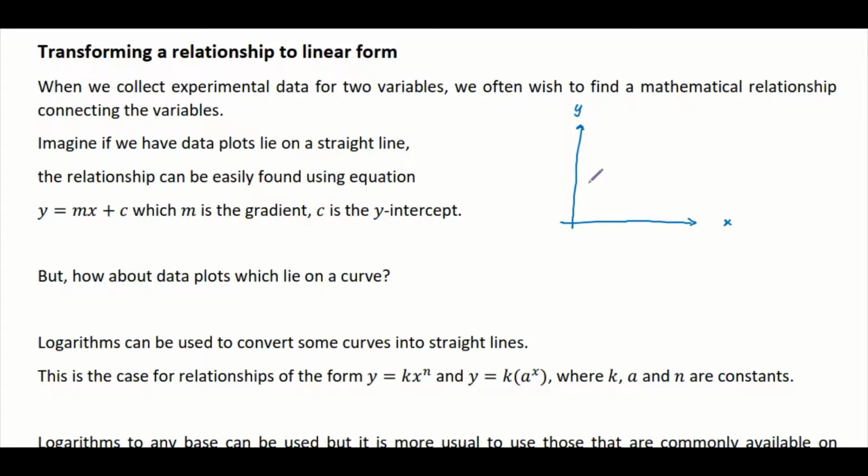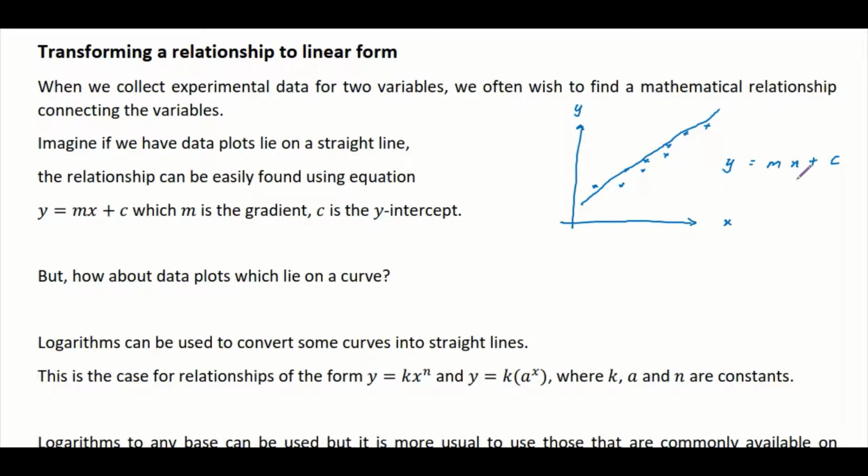So if I get a set of data that can be plotted in something like this, I can definitely see that I can fit a straight line in the model. So this is a linear model, which we model in the form of y equals mx plus c, where m is the gradient of your straight line and c is the y-intercept.